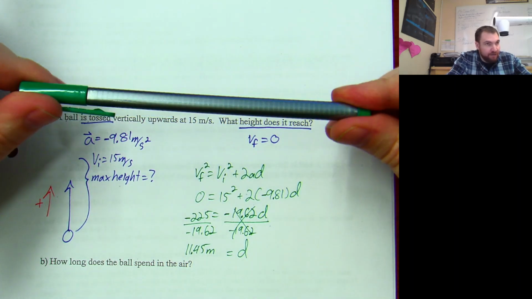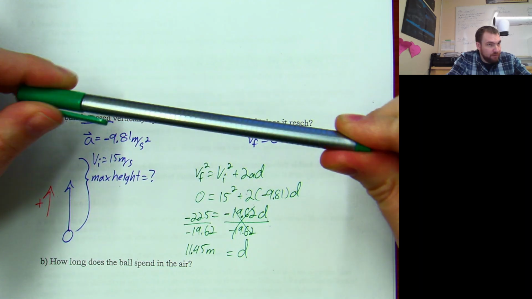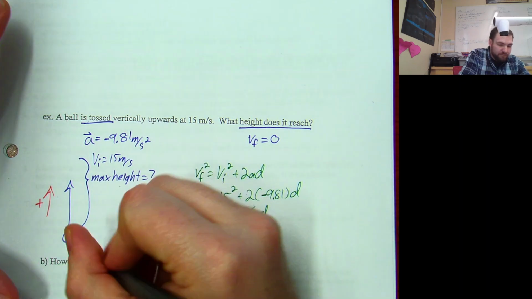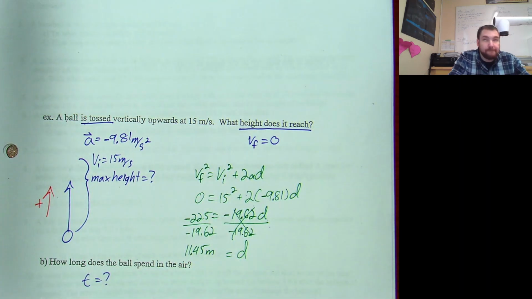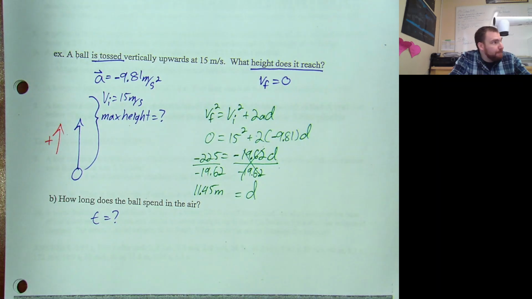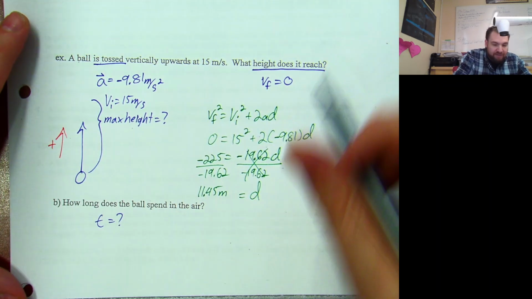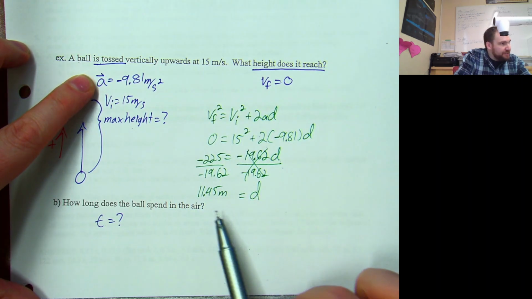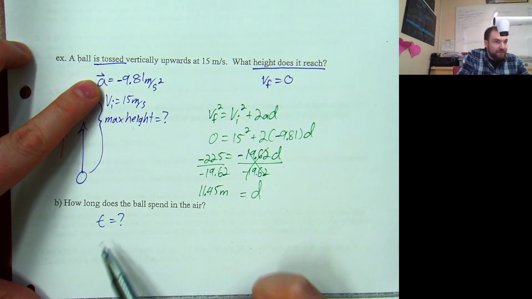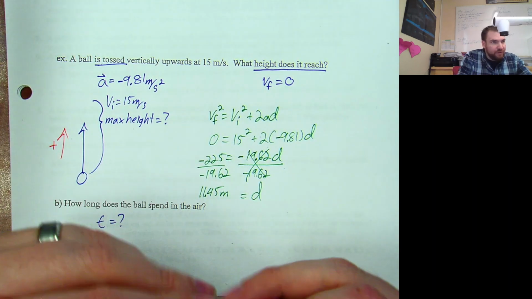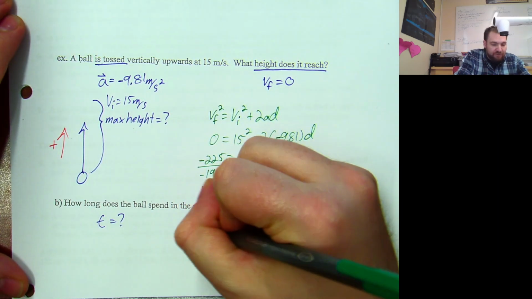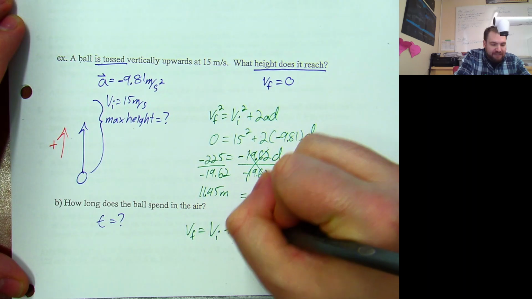How long does it spend in the air? What am I looking for? How do I solve that? I've got VF, I've got VI, I've got A. I don't want to necessarily use what I've just found here. Is this rounded at all, or is this exact? This is rounded. Okay, so we don't want to use it if we can avoid it. So I've got VI, VF, and A, and I want to find T. So which one of you three gentlemen just said it? Which formula am I going to use? VF equals VI plus AT.